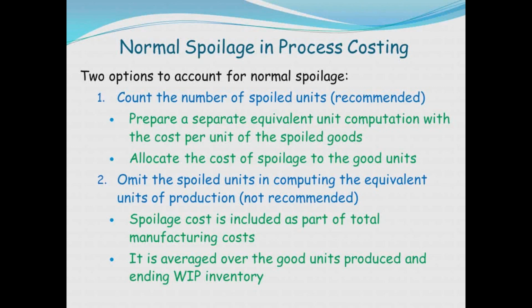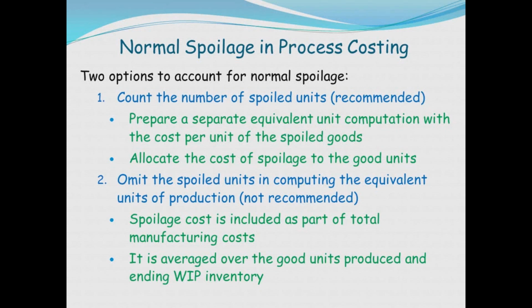Spoilage in process costing. There are two ways to handle spoilage. One way is recommended and the other way is not. You do a separate equivalent unit computation that includes the spoiled goods, and then you allocate the cost of the spoiled goods to the good units in much the same way we talked about doing it for job costing. The second is to omit the spoiled units in the costs, and then at the end of the process average it over units produced and ending work in process.